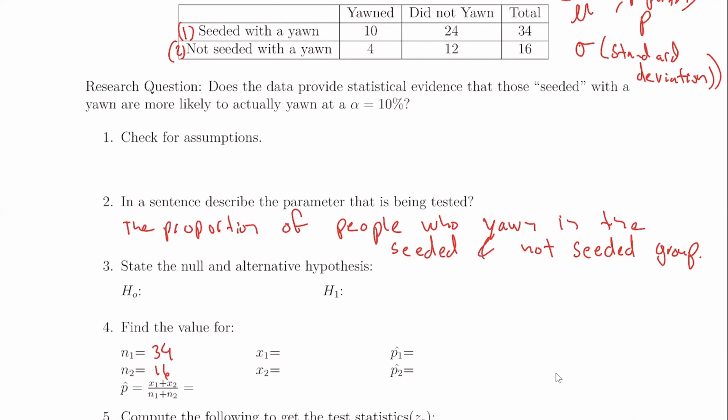Oh, 10. Of the people in group 2, how many of them yawn? All right, so now we're gonna do p hat of 1 and p hat of 2. So p hat of 1 is 10 over 34. P hat of 2 is 4 over 16. So I could actually do 4 over 16 in my head. This is 0.25. Let's do 10 divided by 34.